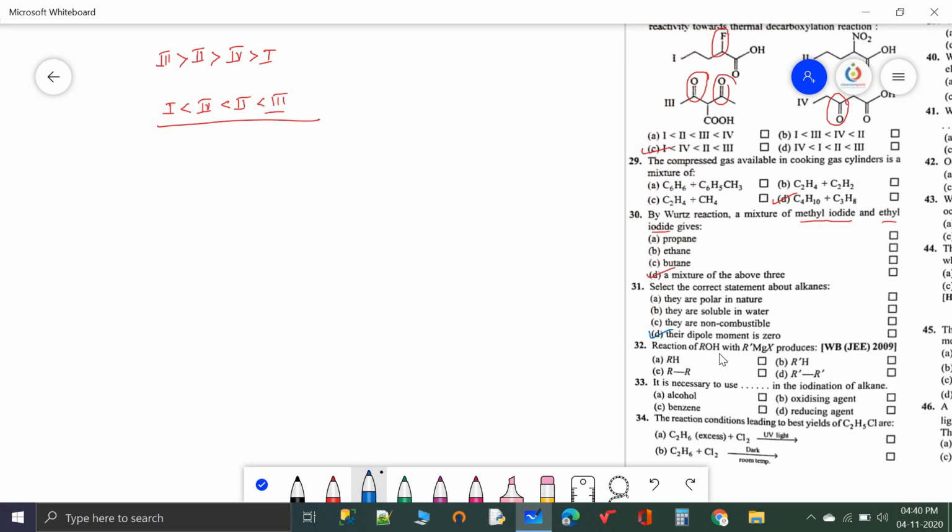And 32, reaction of ROH with Grignard reagent produces. We have already clearly discussed that when alcohol is subjected to the Grignard reagent, it forms alkane because hydrogen is available. So these two combine. The alkyl part is always from the Grignard reagent, so that we get R-H. Hence option B is correct. 33.